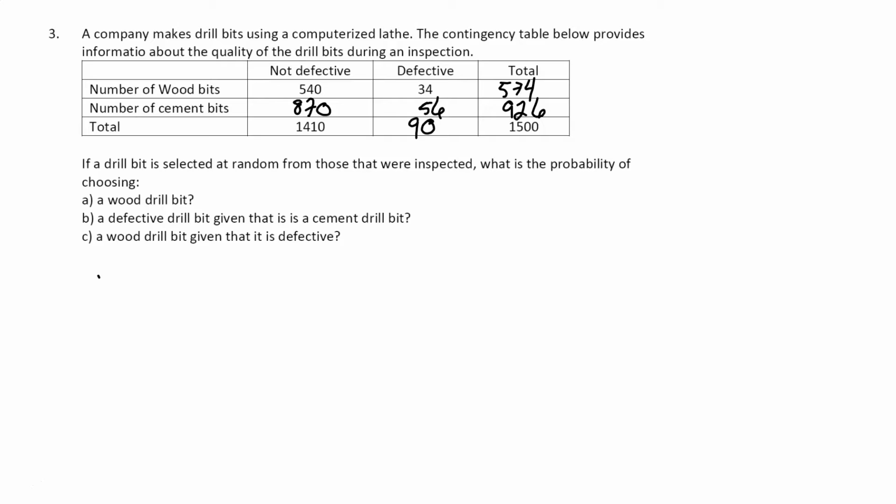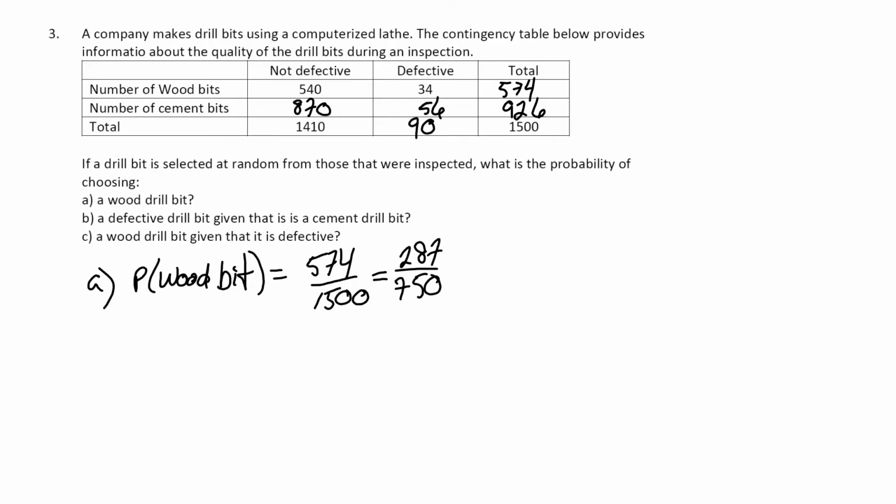Now we can answer the question of if a drill bit is selected at random, what is the probability of choosing a wood drill bit? So in that case, we're looking for the total number of wood bits, which is 574, divided by the total number of bits, which is 1500. So the probability of a wood bit is equal to 574 divided by 1500. We could reduce that down further to 287 divided by 750. I honestly don't know if we can reduce that any further, so I'm going to leave it there.